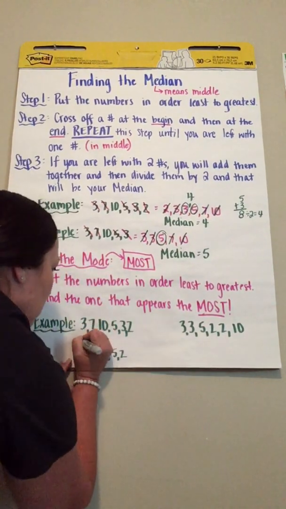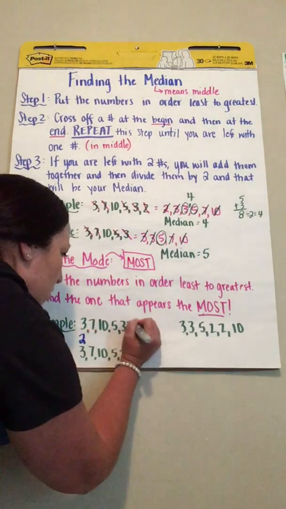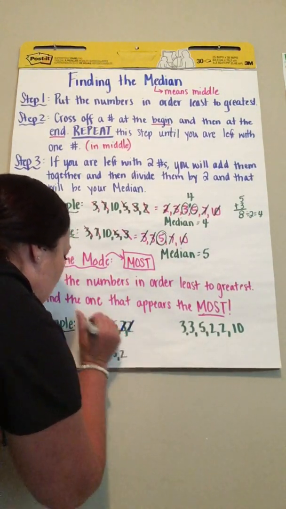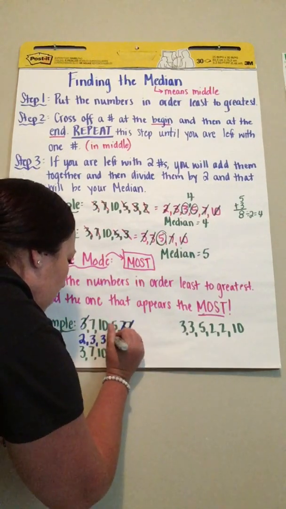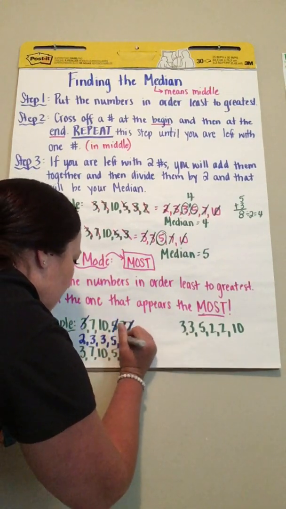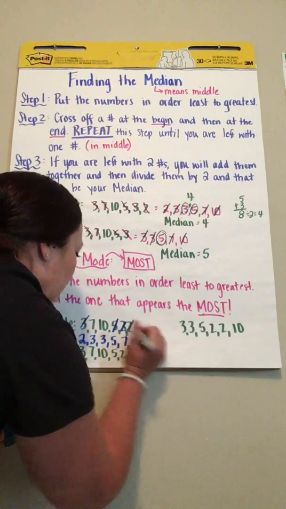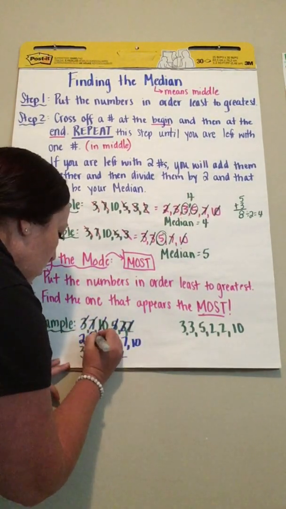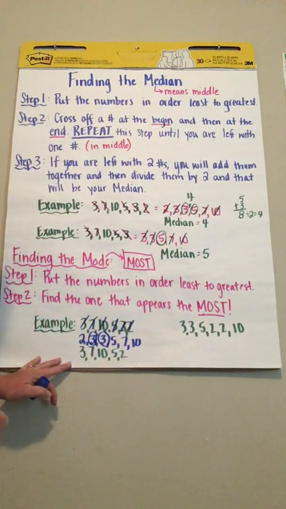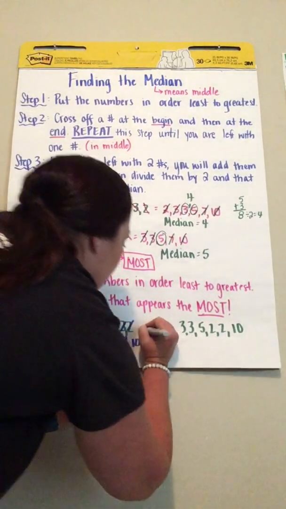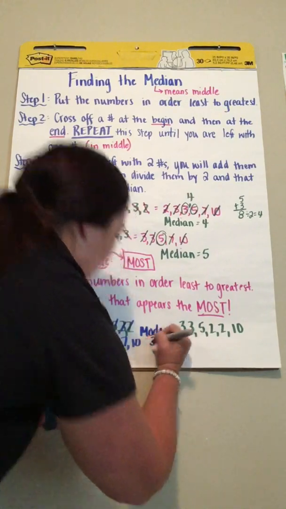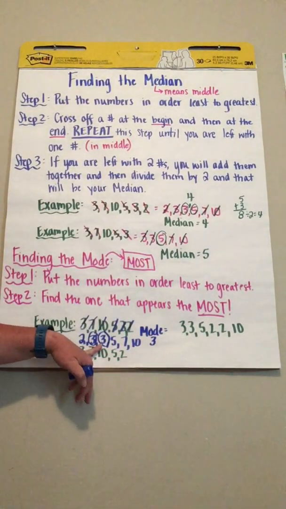So for this one, I'm going to do 2, 3, 5, 7, and 10. All right, so I have 2 3s. So then the mode of this one equals 3, because that's the one that appears the most.